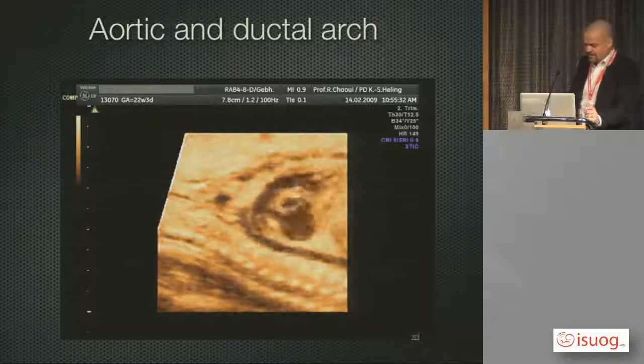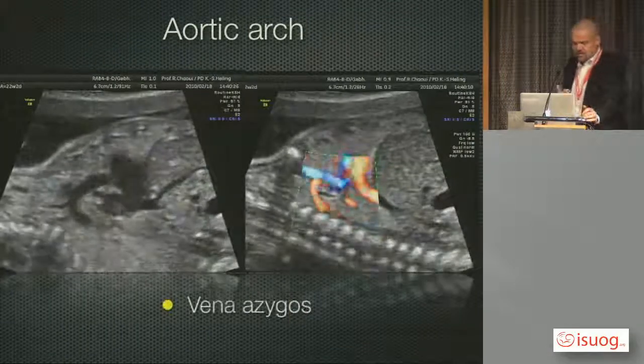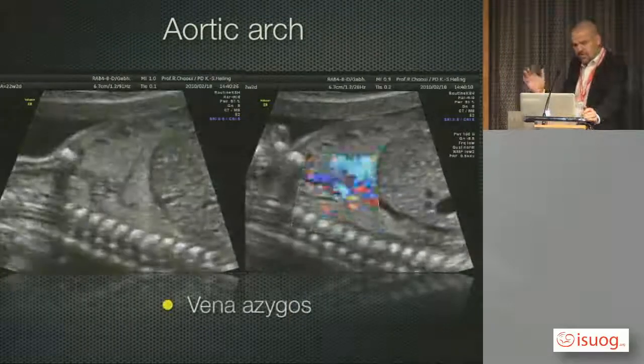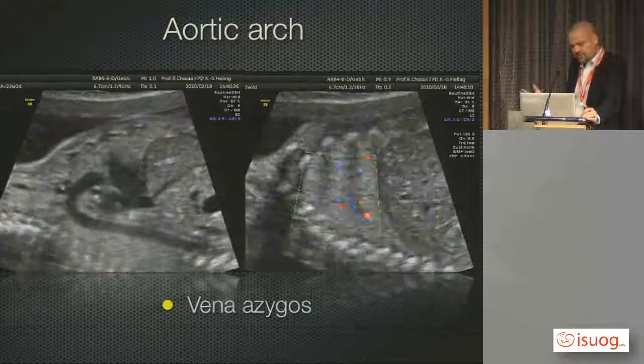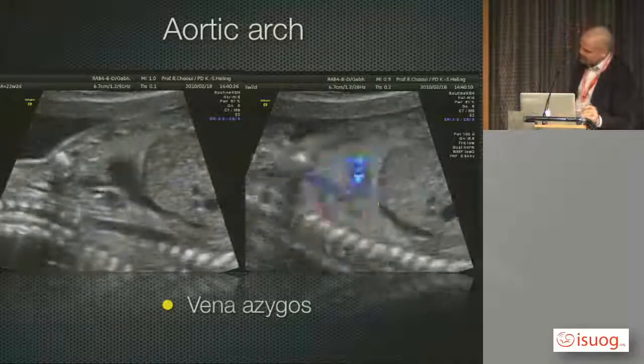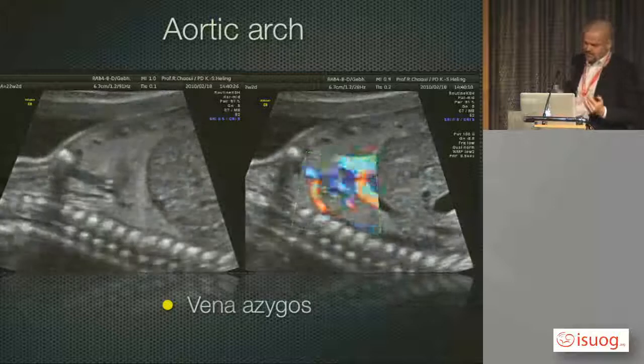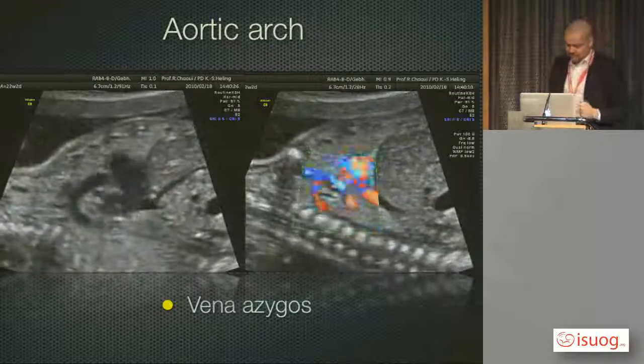One of the other additional planes we have in 2D is a parasagittal plane. We start with the aortic arch, and when you sweep with your transducer from the left to the right, you will see the azygos vein also in B-mode and in color, and you can see the course of the azygos vein going back to the superior vena cava.